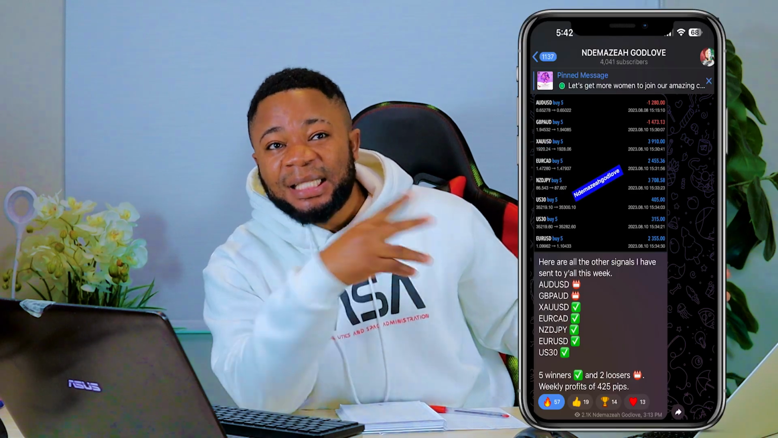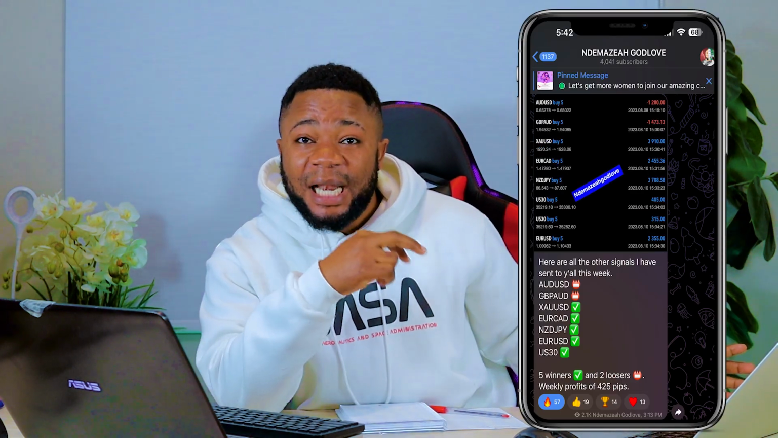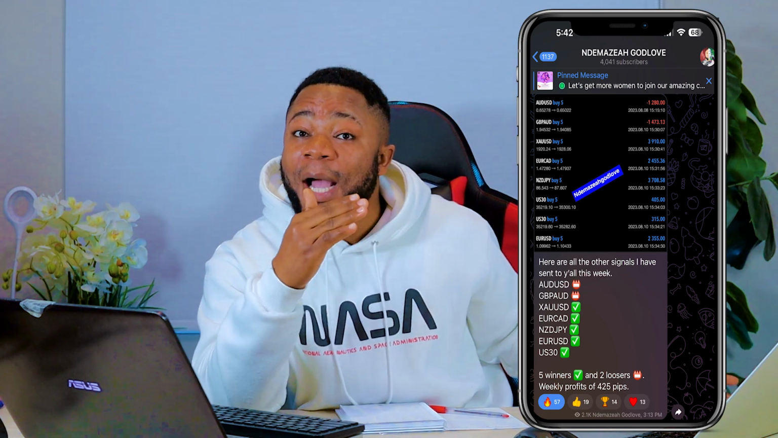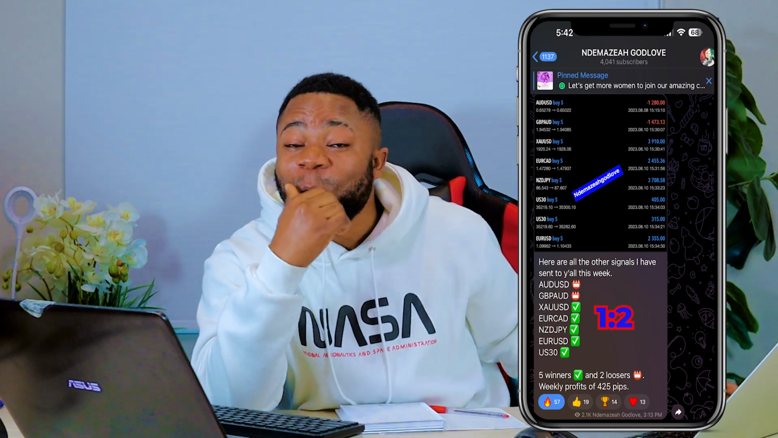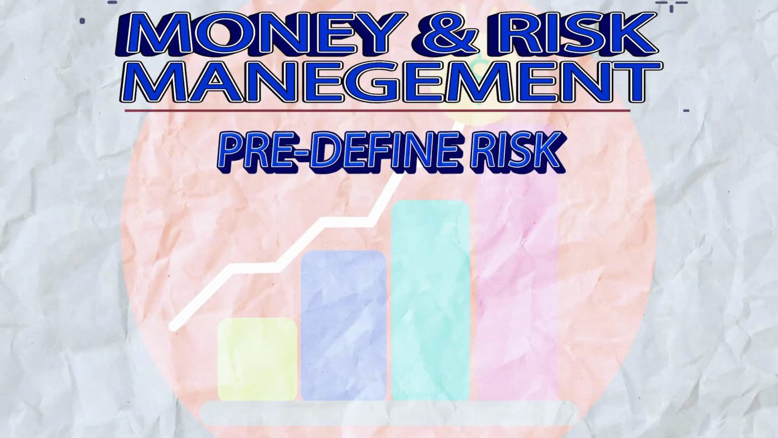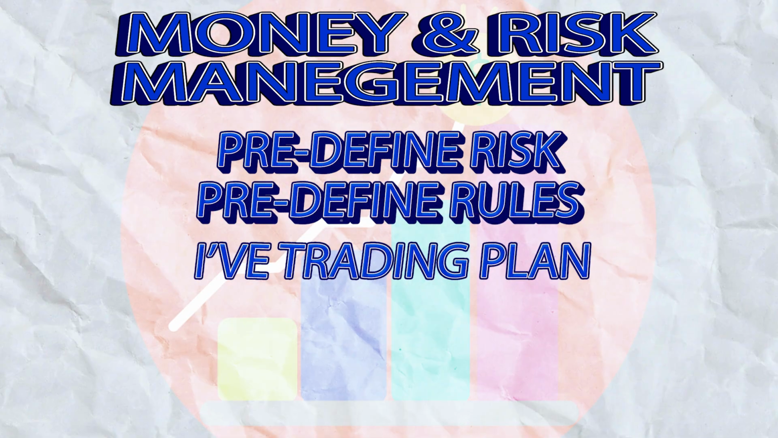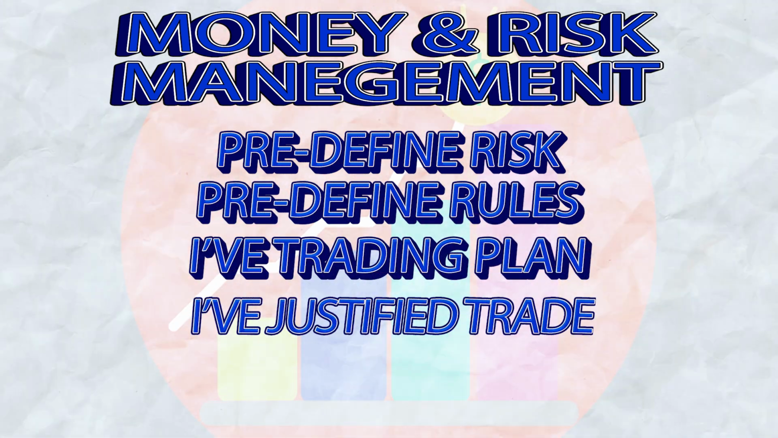This is how you'll be able to see me sending 7 signals out, and 5 of them are winners. And all these ones that are winners have risk to reward of 1:2 and above. Because I already know, the system is simple. I predefine my risk before I get into any trade. I predefine my rules before I get into any trade. I have a trading plan which I follow. All my trades must be justified.